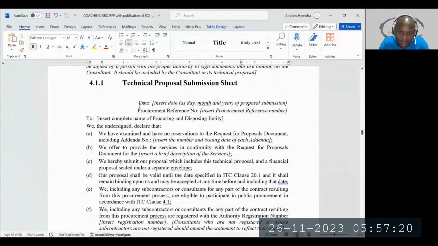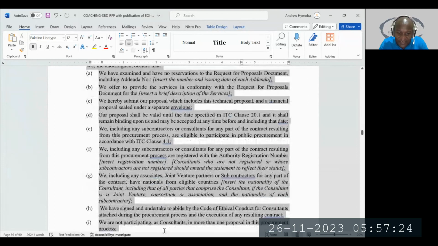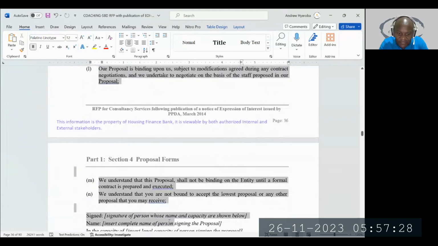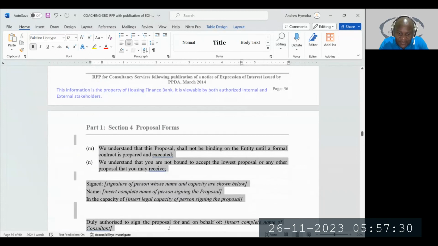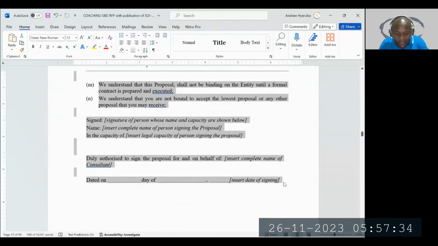The first thing we're going to be required to do is to insert a technical proposal submission sheet. Okay, so I am going to open a new document. I'll just copy and paste and write it as something new, and then I'll share the screen.